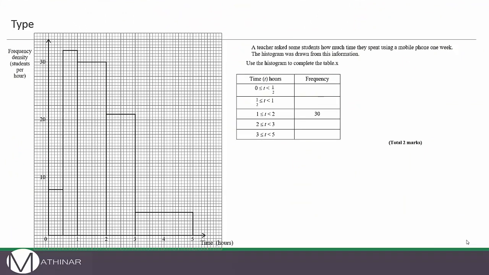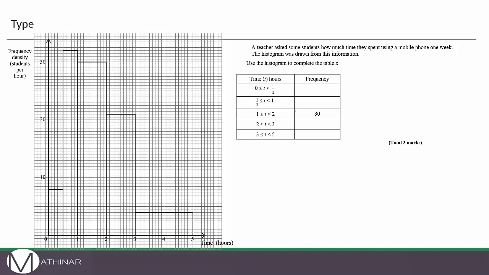Now let's have a go at a few additional questions. So we've got this one where we've got a histogram and a teacher asked some students how much time they spent using a mobile phone in 1 week. The histogram was drawn from the information. Use the histogram to complete the table. Okay, so the histogram is complete. We just need to complete the table.